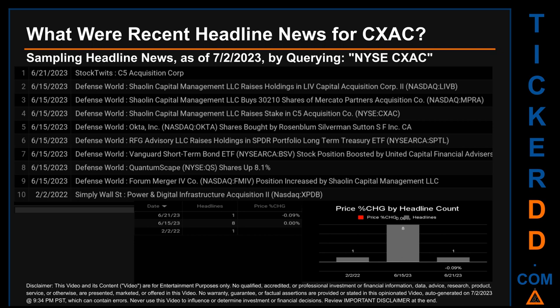Defense World published the headline that read, Okta, NASDAQ: OKTA, shares bought by Rosenblum Silverman Sutton SFCA. Defense World published the headline that read, RFG Advisory LLC raises holdings in SPDR Portfolio Long-Term Treasury ETF, NYSE ARCA: SPTL. Defense World published the headline that read, Vanguard Short-Term Bond ETF, NYSE ARCA: BSV, stock position boosted by United Capital Financial Advisors LLC.